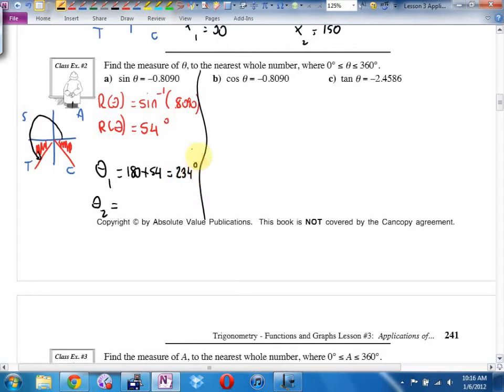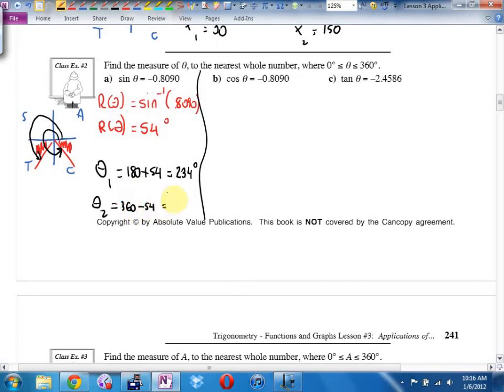The second angle is that big. How could I calculate how big that one is? 360 minus 54. And I even would argue you can do that in your head. 306.